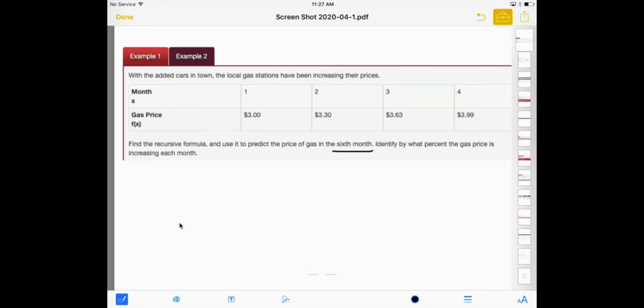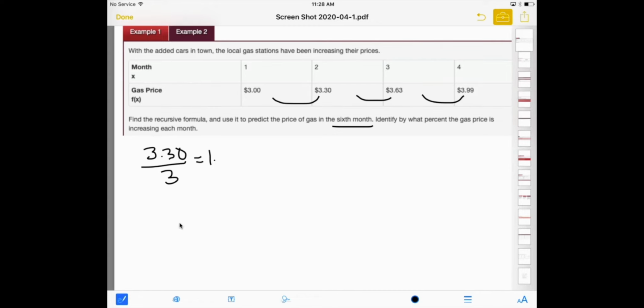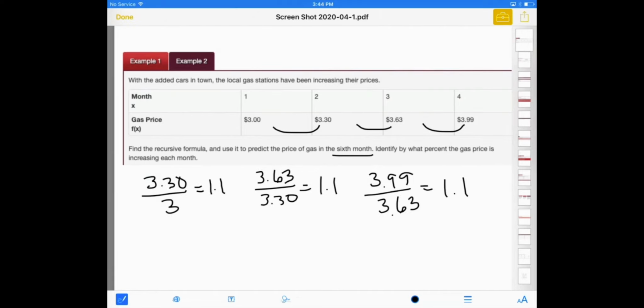So I'm going to take the second term, which is $3.30, divided by the first term, which is $3. And what I get as a result is 1.1. Now I'm going to take the third divided by the second, so 3.63 divided by 3.30, and that's also going to get me 1.1. And then just to double check the last one, I'm going to take 3.99 divided by 3.63, and that's going to get me 1.1 as well.